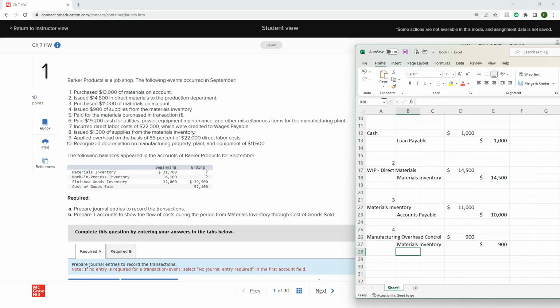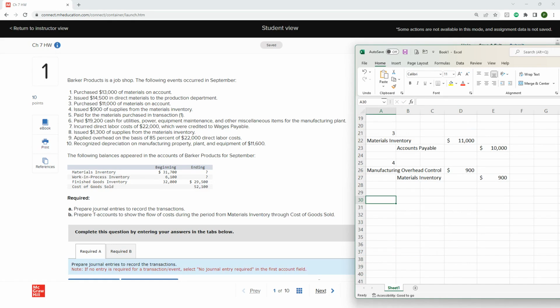Number 5, paid for the materials purchased in transaction 1. Transaction 1, we bought $13,000 of inventory and we put it into accounts payable. So accounts payable has a credit balance. So to pay off the accounts payable, we're going to have to debit accounts payable by $13,000 and credit cash for $13,000. Number 7, we incurred direct labor costs of $22,000, which were credited to wages payable.